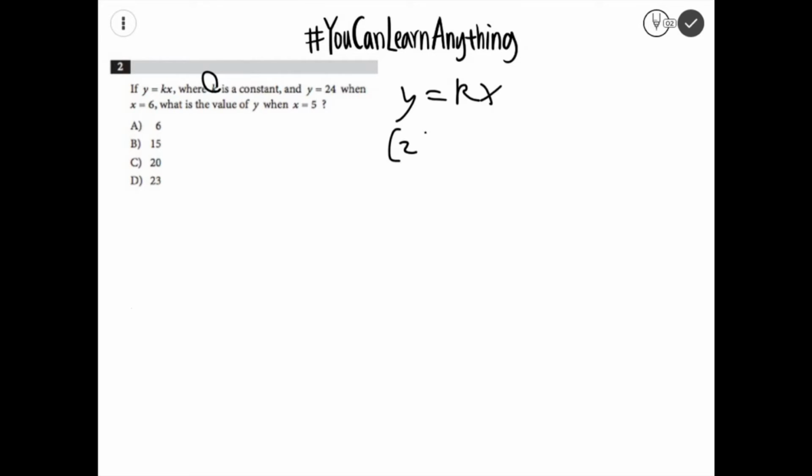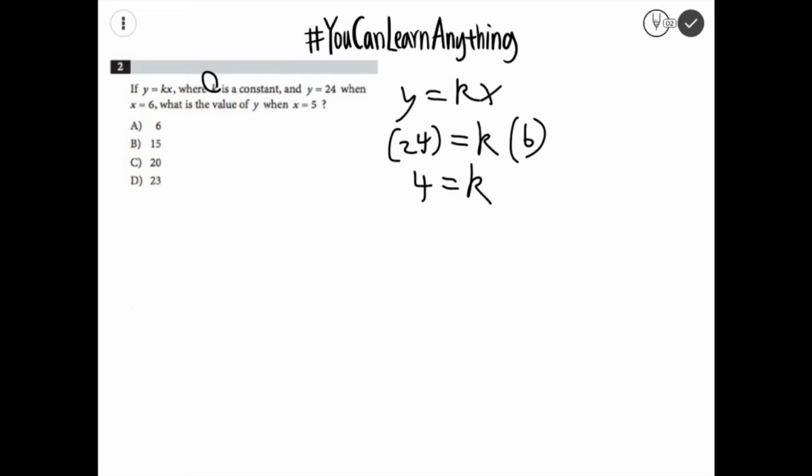We already have them. It says that y is equal to 24, k will stay the same, and x is equal to 6. When we look at this problem, that's pretty easy. Using pre-algebra, we can divide both sides by 6 and get 4 equals k. Cool. Now, we can take the new value of k and put it back into the equation.